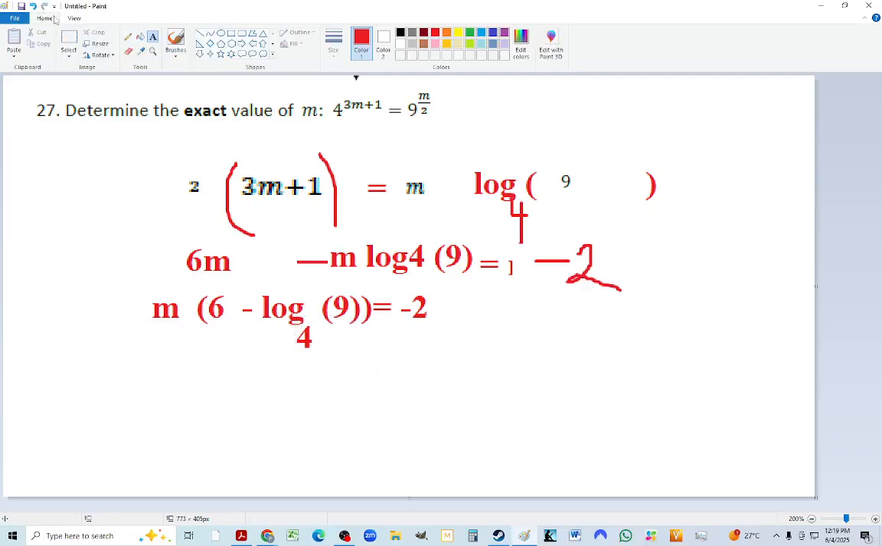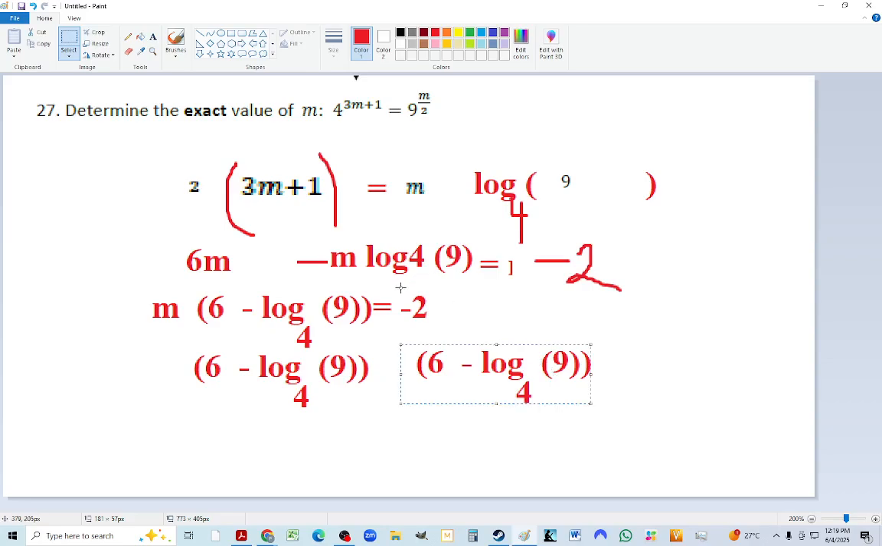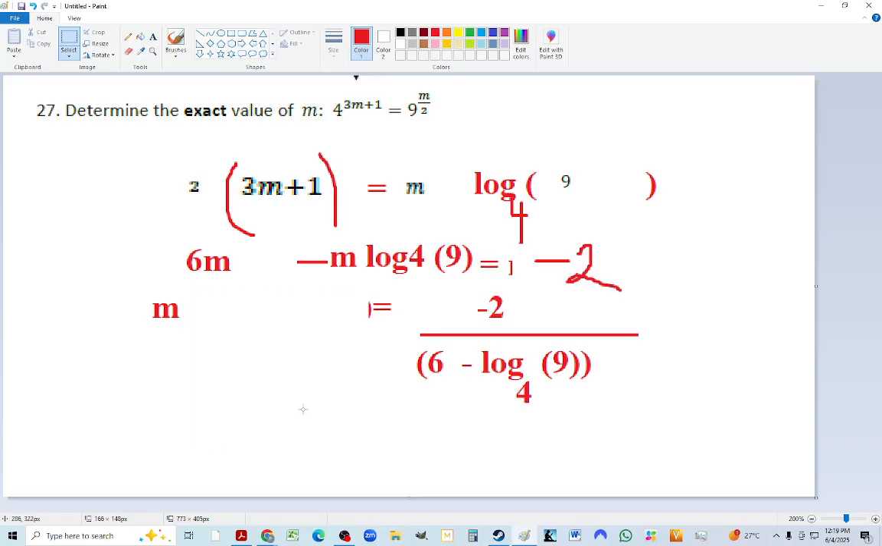There we go. Now this whole bracket is multiplying the m, so I'm going to divide the whole bracket on either side. That means m is equal to minus 2 divided by 6 minus log base 4 of 9. A little cleaner. That's probably more accurate, probably a better way to do it.